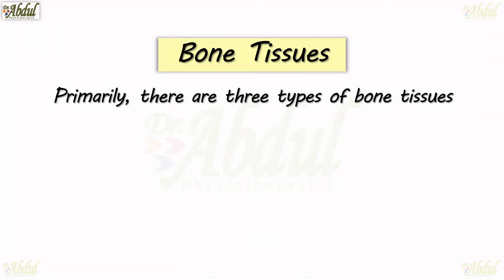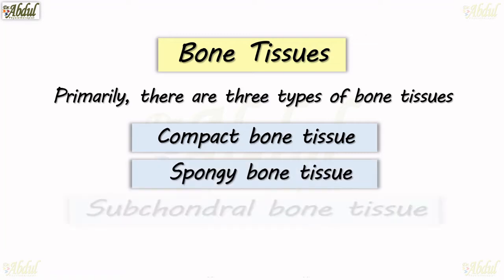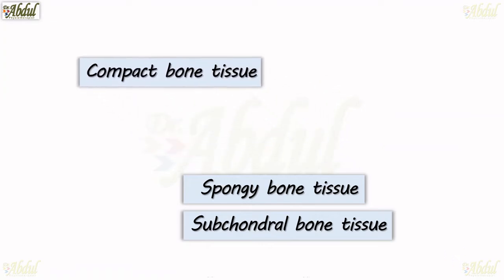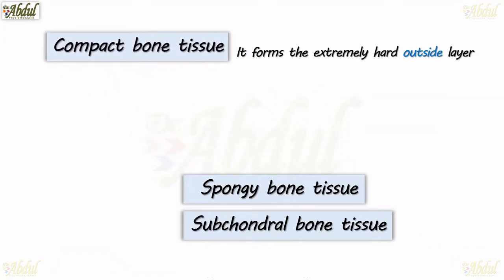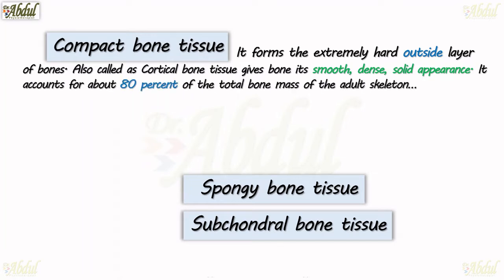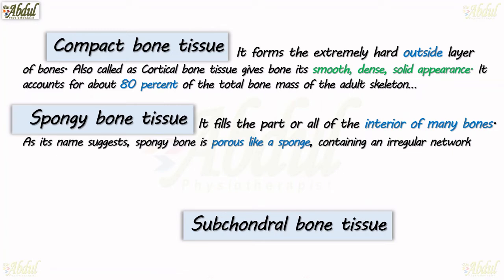Bone tissues. Primarily, there are three types of bone tissue: compact bone tissue, spongy bone tissue, and subchondral bone tissue. Let's see them one by one. Compact bone tissue forms the extremely hard outside layer of bones, also called cortical bone tissue. It gives a bone its smooth, dense, solid appearance, and it accounts for about 80% of the total bone mass of the adult skeleton.